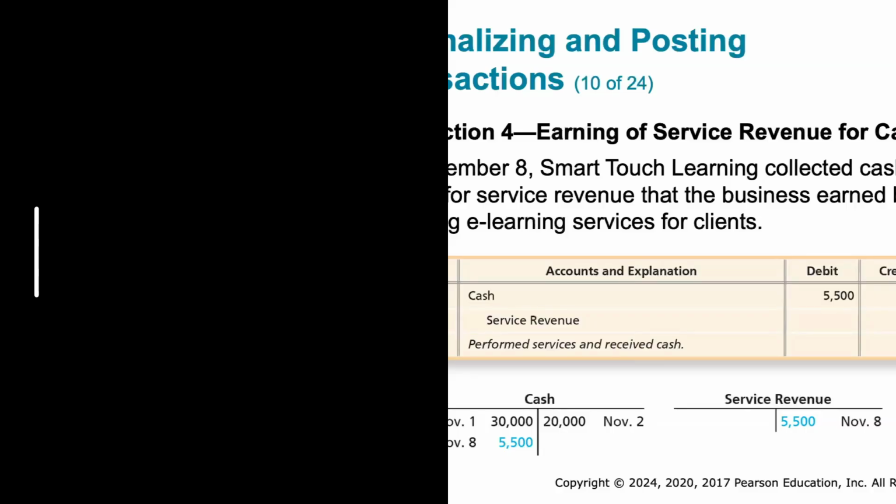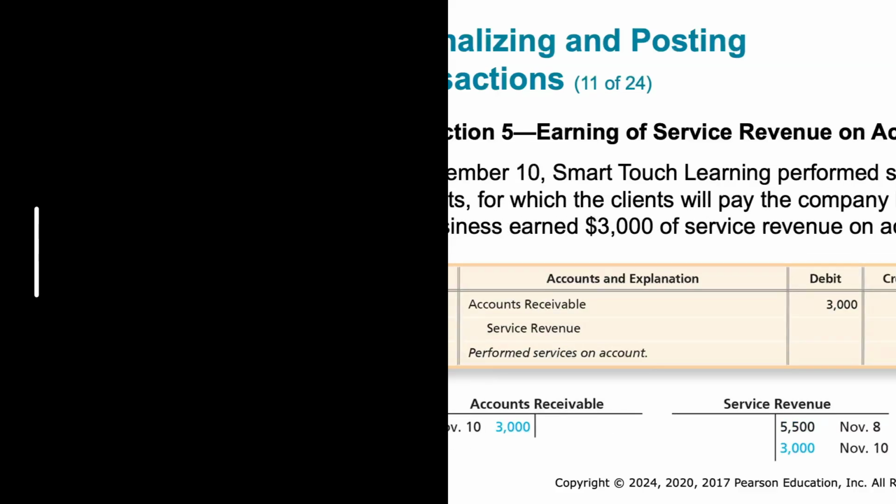Now we go and we put those into our ledger. Now we can see that we have November 8th, cash debit $5,500, service revenue, a credit of $5,500. Both accounts went up. On November 10th, Smart Touch Learning performed services for clients for which the client will pay the company later. So this is still an asset, but it's not going to be cash. We're looking at the business earning $3,000 of service revenue on account. What are we looking at here? So we did perform the service, so we did get service revenue, but we did not receive the payment. So they're going to pay the company later.